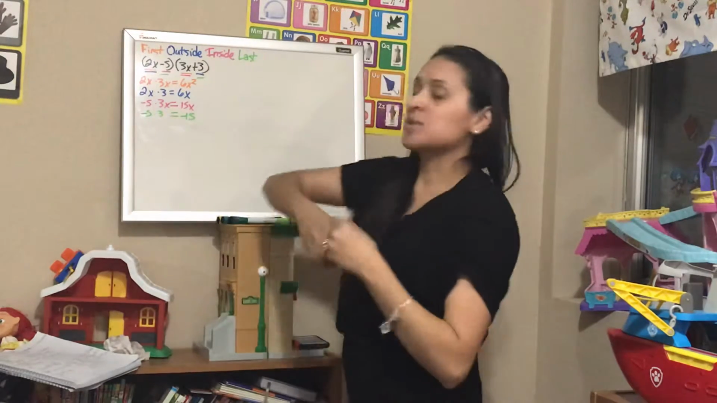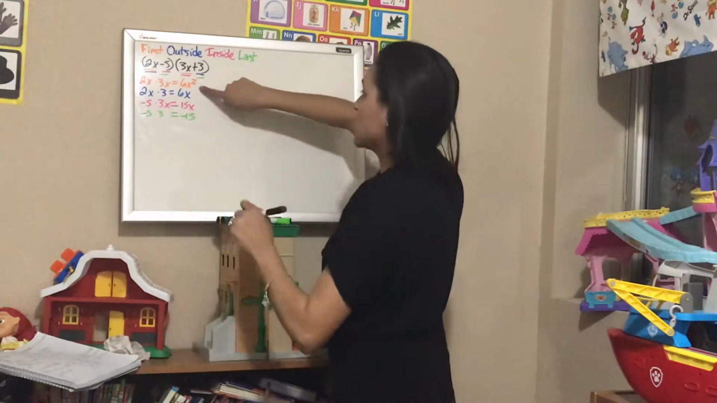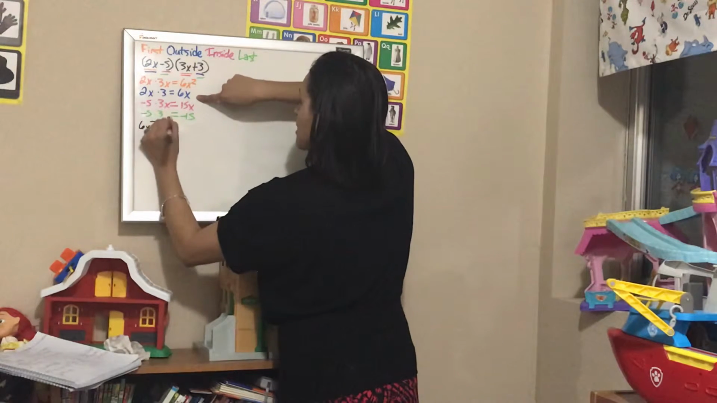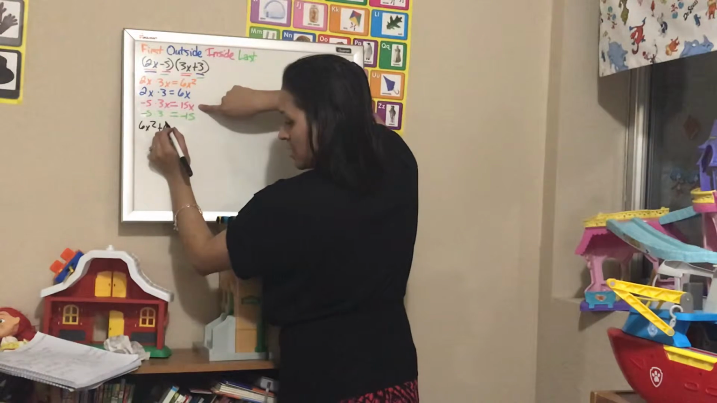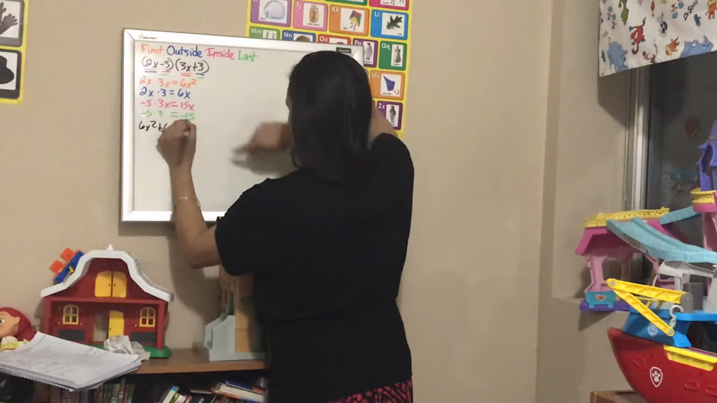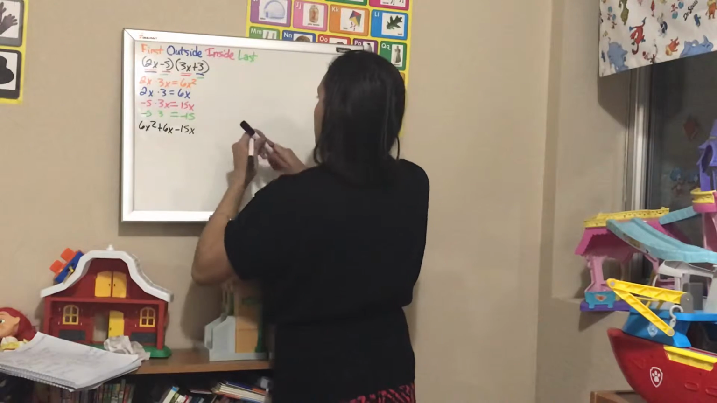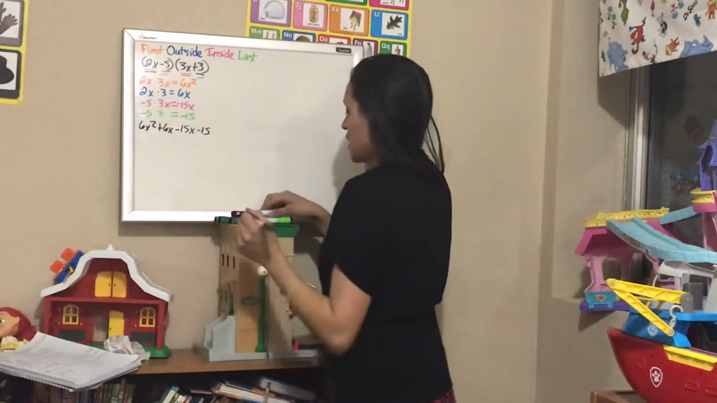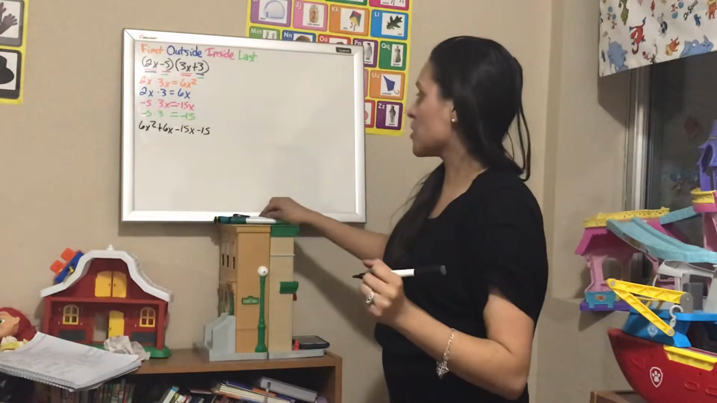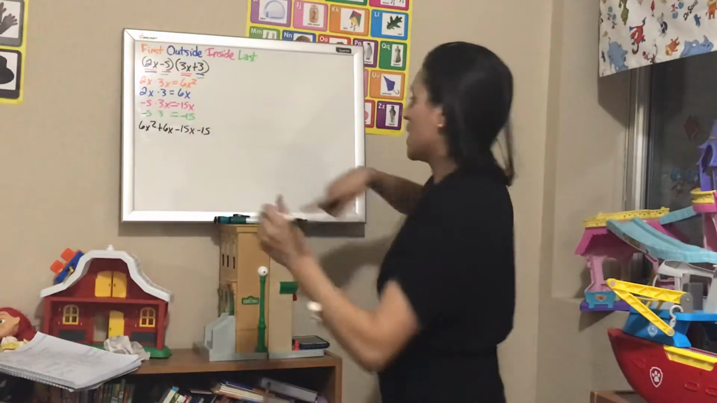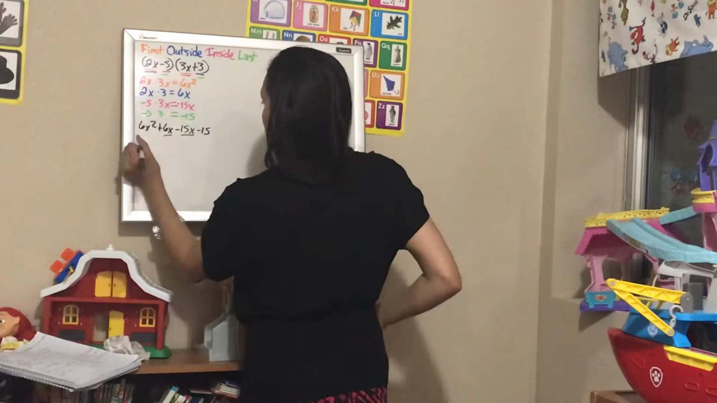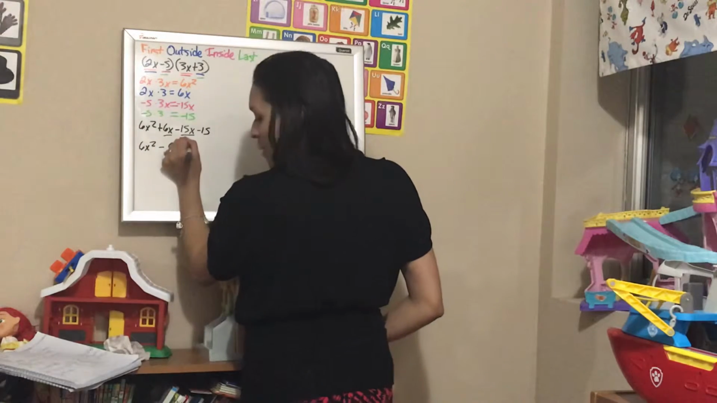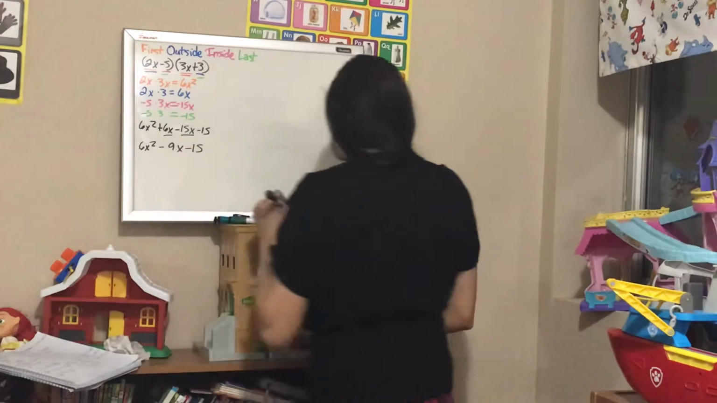Now let's take these terms to write out our equation. We have 6x squared plus 6x minus 15x minus 15. And we're going to simplify by combining like terms, 6x and negative 15x. It's going to give us 6x squared minus 9x minus 15.